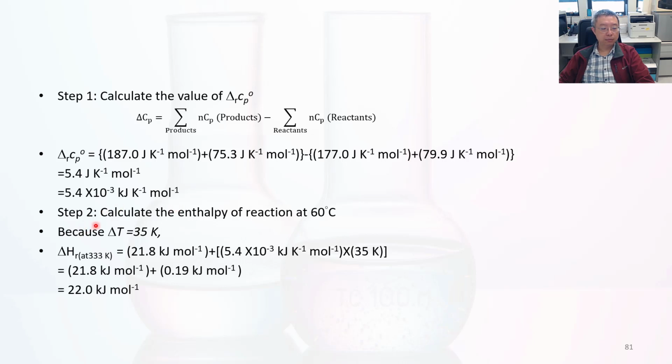In step 2, I can calculate the enthalpy of the reaction. Delta T is 60 minus 25, which equals 35 Kelvin. So at the high temperature of 60 degrees Celsius, the delta H is the delta H at room temperature plus delta Cp times delta T, which equals these numbers. All right, so I think that is all I want to talk about at this time. We can continue next time, and hopefully you have a good Chinese New Year.